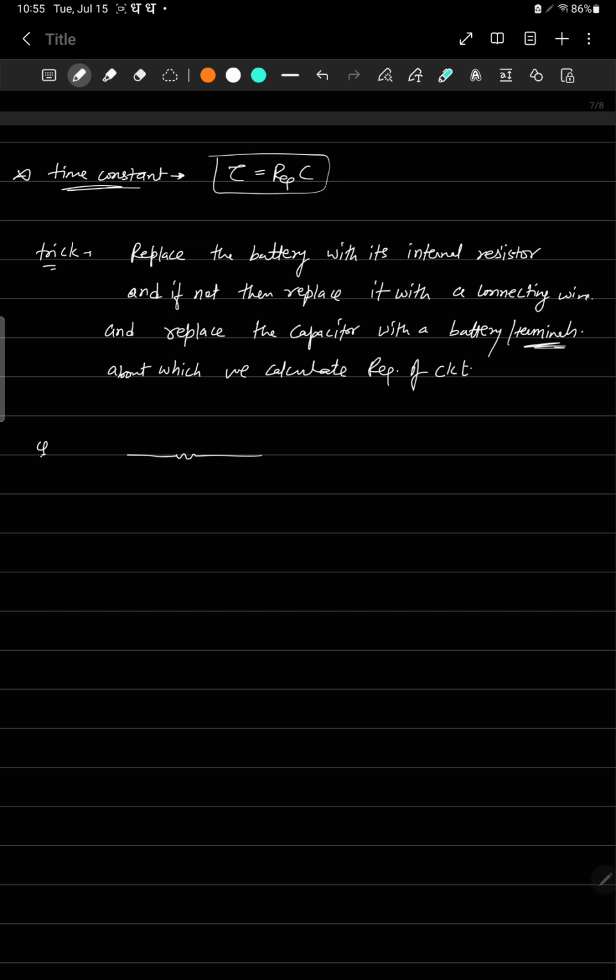Let's say there's a resistor here, there's one more resistor here, there's a battery, and there's a resistor, and there's a capacitor. So I just made up a circuit here. There's a capacitance, there's a V volt battery, and these all are the resistors. So find the time constant of this circuit.